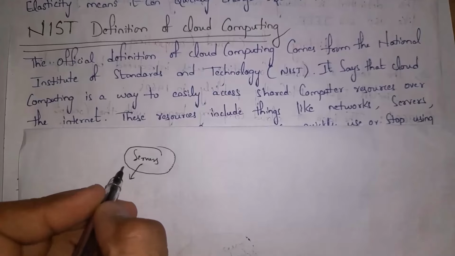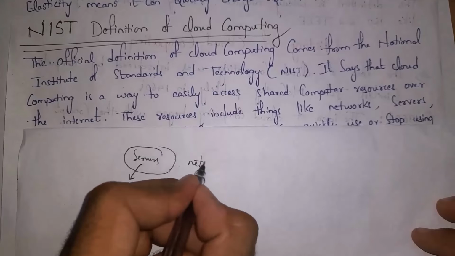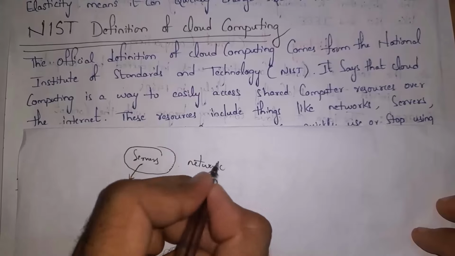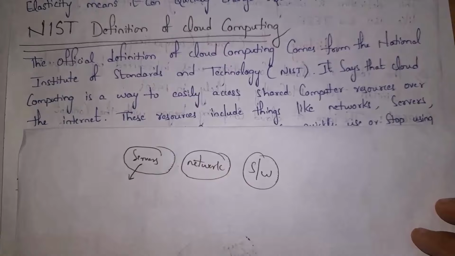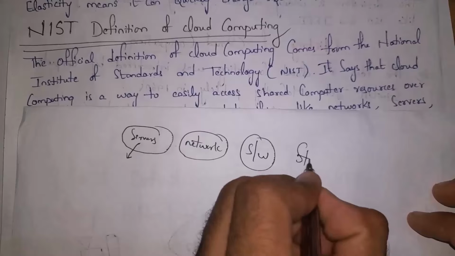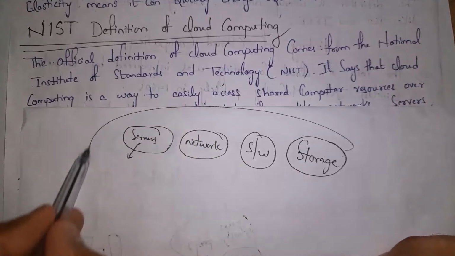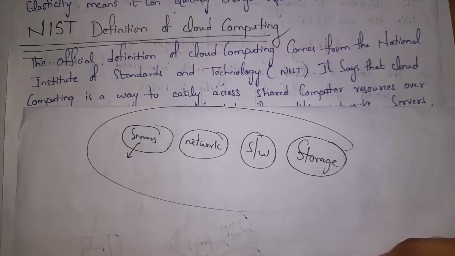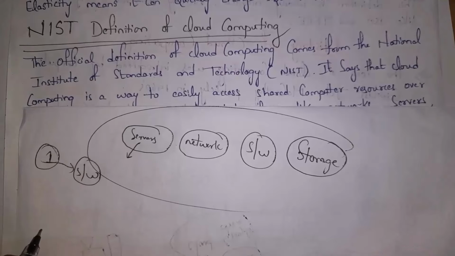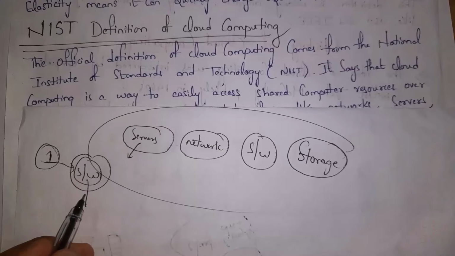You can rent various kinds of servers in cloud, and you can also rent network, and you can also rent various kinds of softwares, and you can also rent storage in order to store data. So cloud computing will provide various kinds of services for rent. For example, I need one costly software which is around 1 lakh. So what I will do is, I will take this software for rent in cloud like AWS or Google.